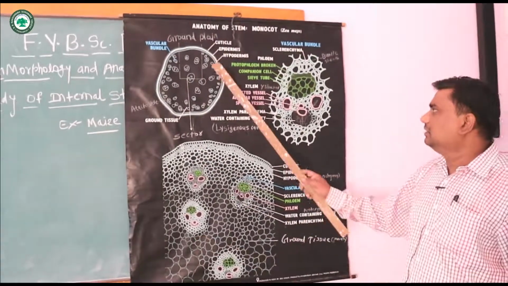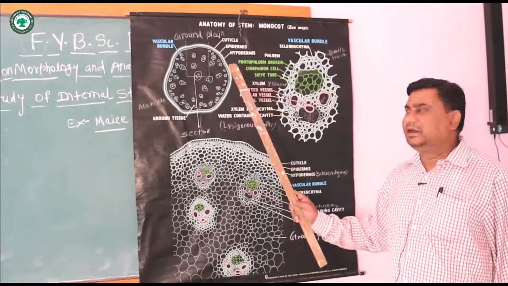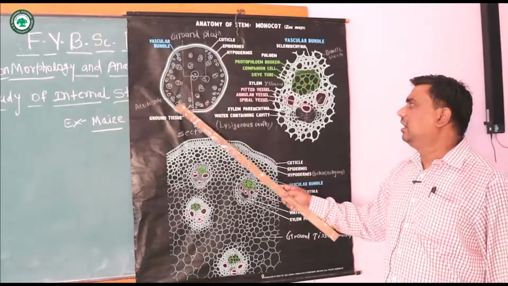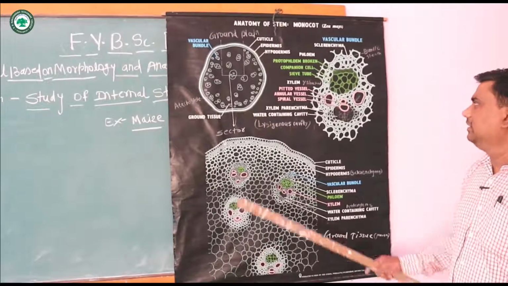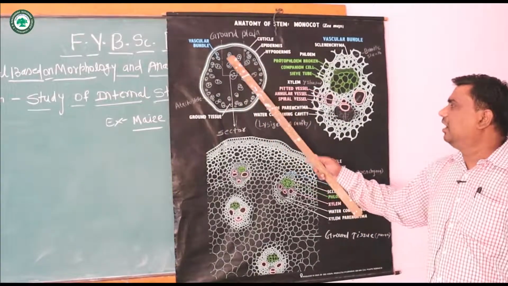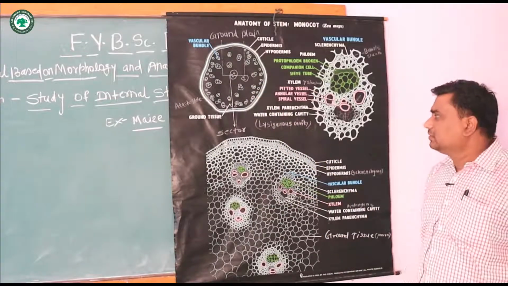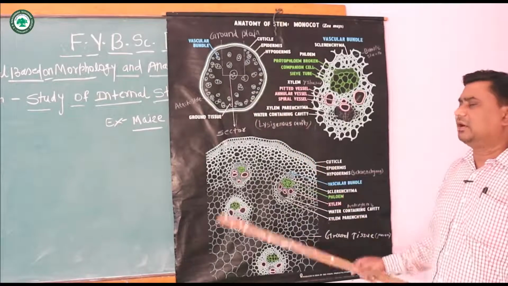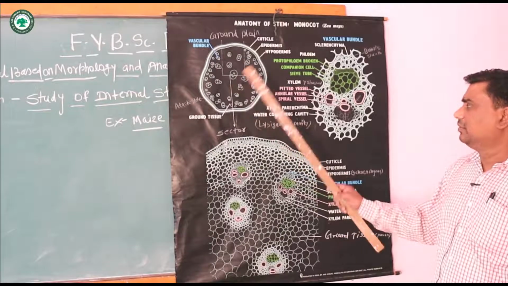The sector view consists of the outermost layer, the epidermis. Below the epidermis there is the hypodermis. Then the cortical region, the cortex. The cortex is made up from the hypodermis, and there is the ground tissue. All the center is occupied by the ground tissue, and in the ground tissue the vascular bundles are scattered.